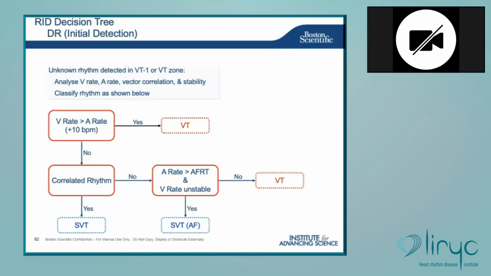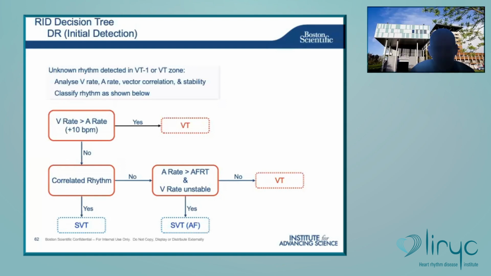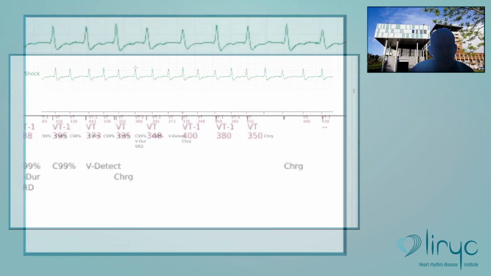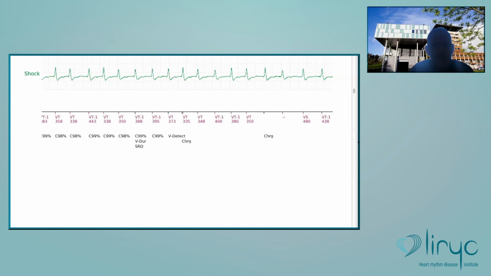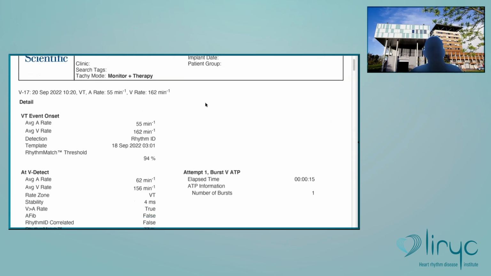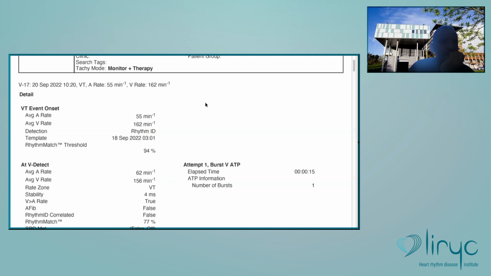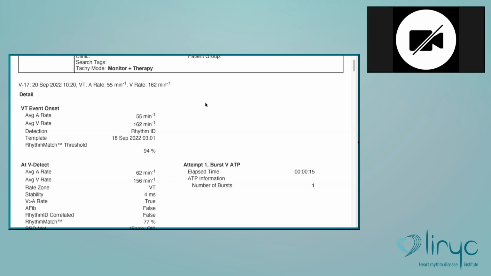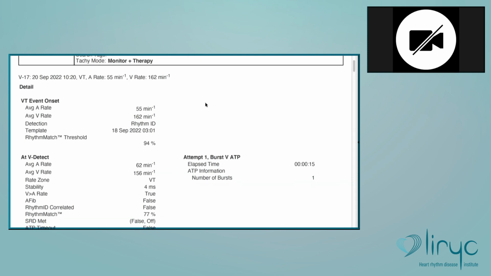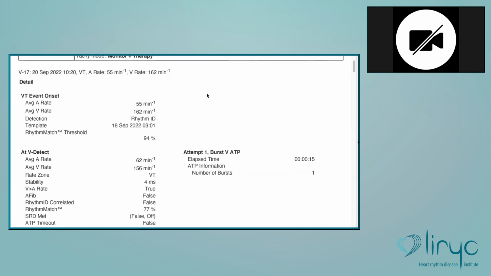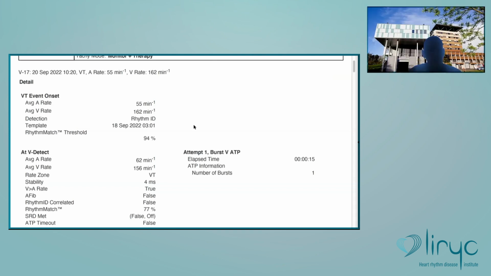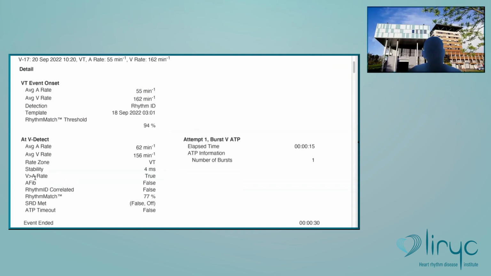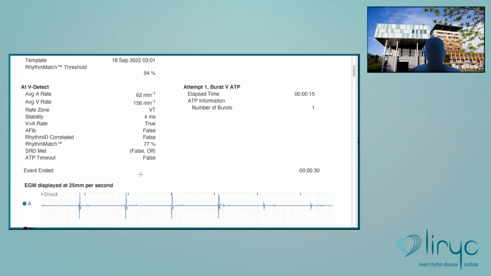Okay, so now I will illustrate that with tracing. I think it's going to be easier to understand. What do you think here? Okay, another episode of VT. It says V more than A: true. So you see, the device says ventricular faster than atrial rate. Okay, it's going to be true.